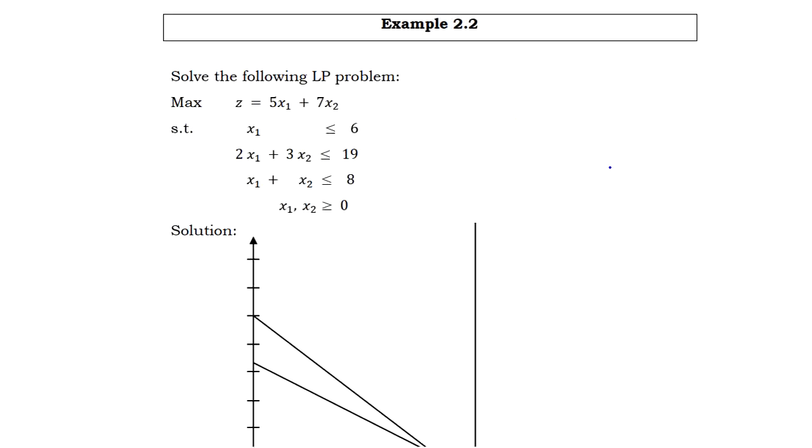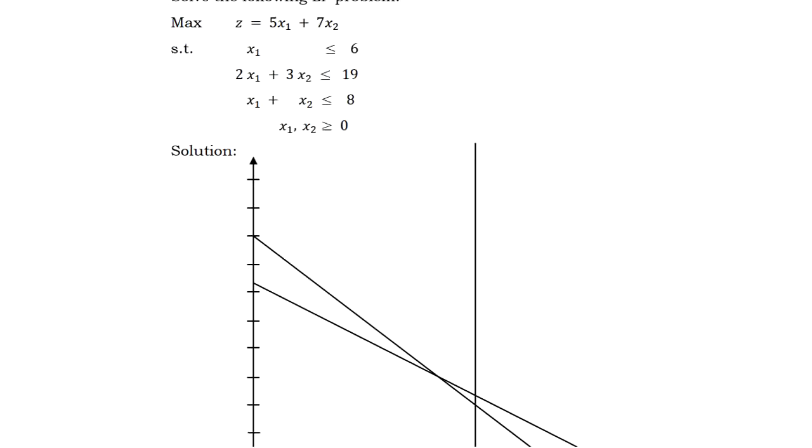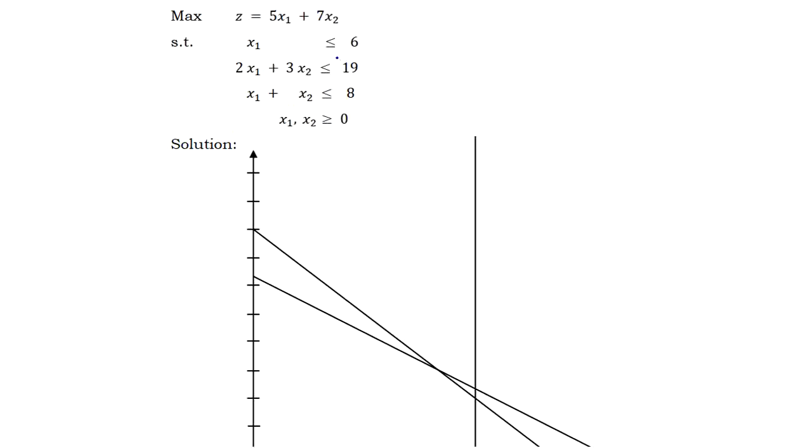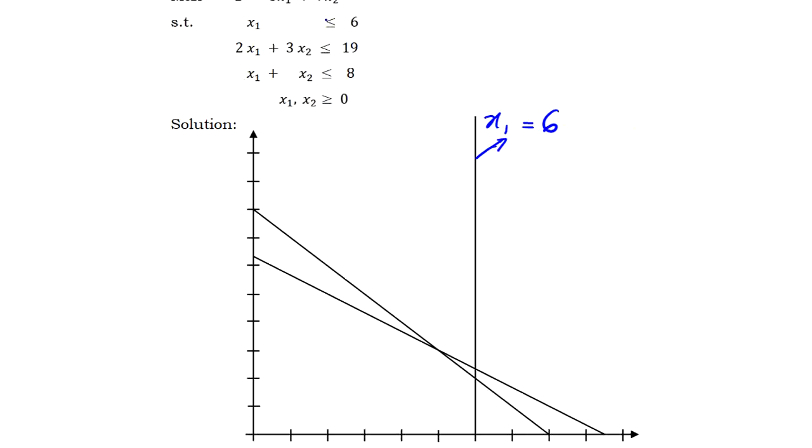So for the first constraint, x1 less than or equals to 6. If we draw this constraint on this graph, here x1 equals to 6. As the sign is less than or equals to, therefore the direction is to the left, right. So don't forget to put the symbols x1 and x2.